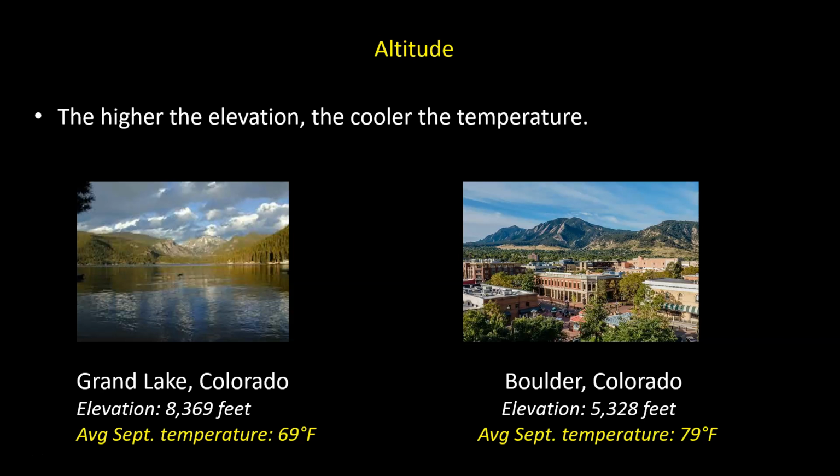Take, for example, Grand Lake, California. It sits in the Rocky Mountains at an elevation of 8,369 feet and has an average September temperature of 69 degrees Fahrenheit. Only 30 miles away sits Boulder, Colorado. Boulder has an elevation of 5,300 feet and an average temperature of 79 degrees.